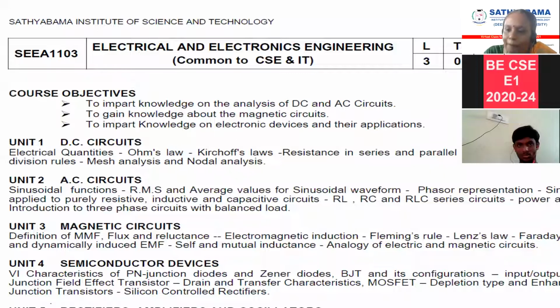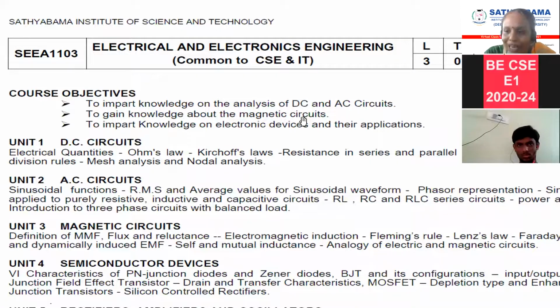We will see in depth. But DC is direct current, AC is alternating current. I think you have studied some fundamental topics in physics. To impart the knowledge on the analysis, we are going to analyze the circuits under the two supplies. One is DC supply and another one is AC circuits, and to gain the knowledge about magnetic circuits.